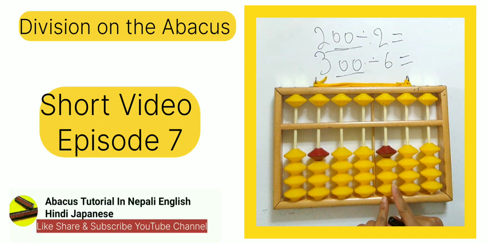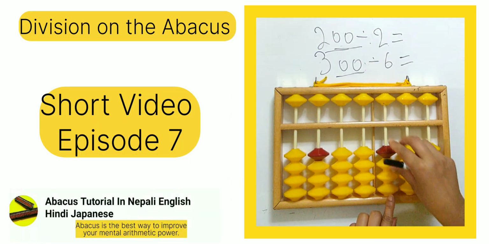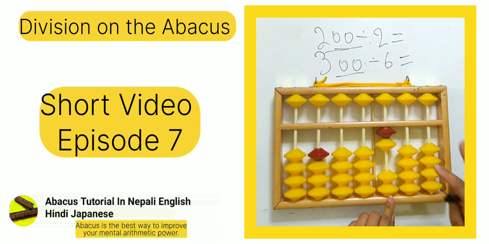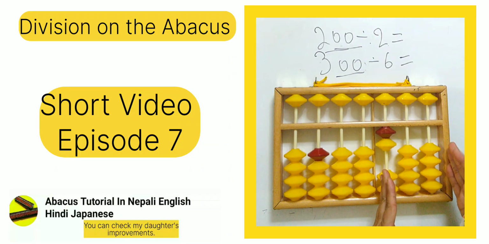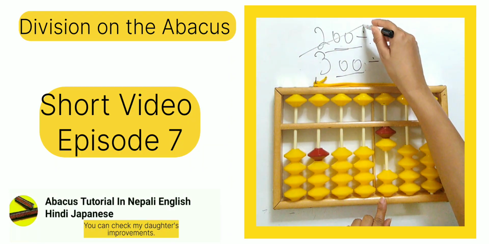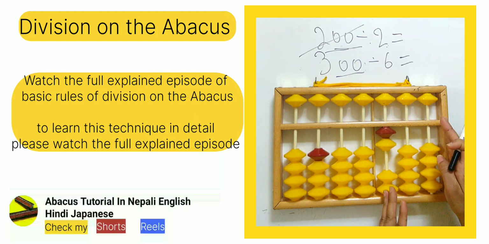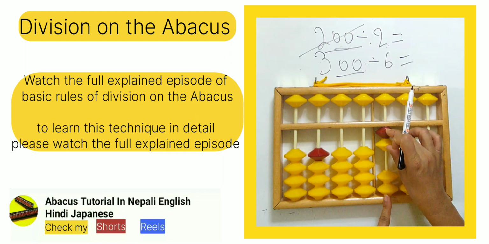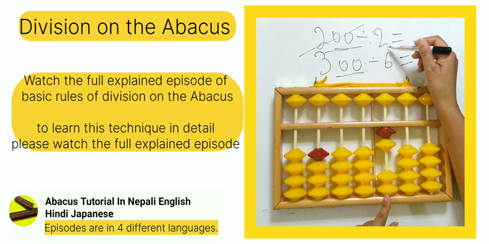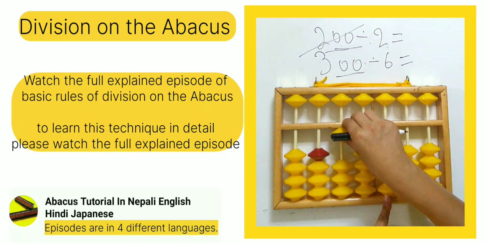So I'm going to use this one for my marked rod. 200 on the Abacus. Okay, so you don't need to watch here. Divisor and the number on the Abacus. Let's start. Take first 2 divided by 2, your answer is 1.